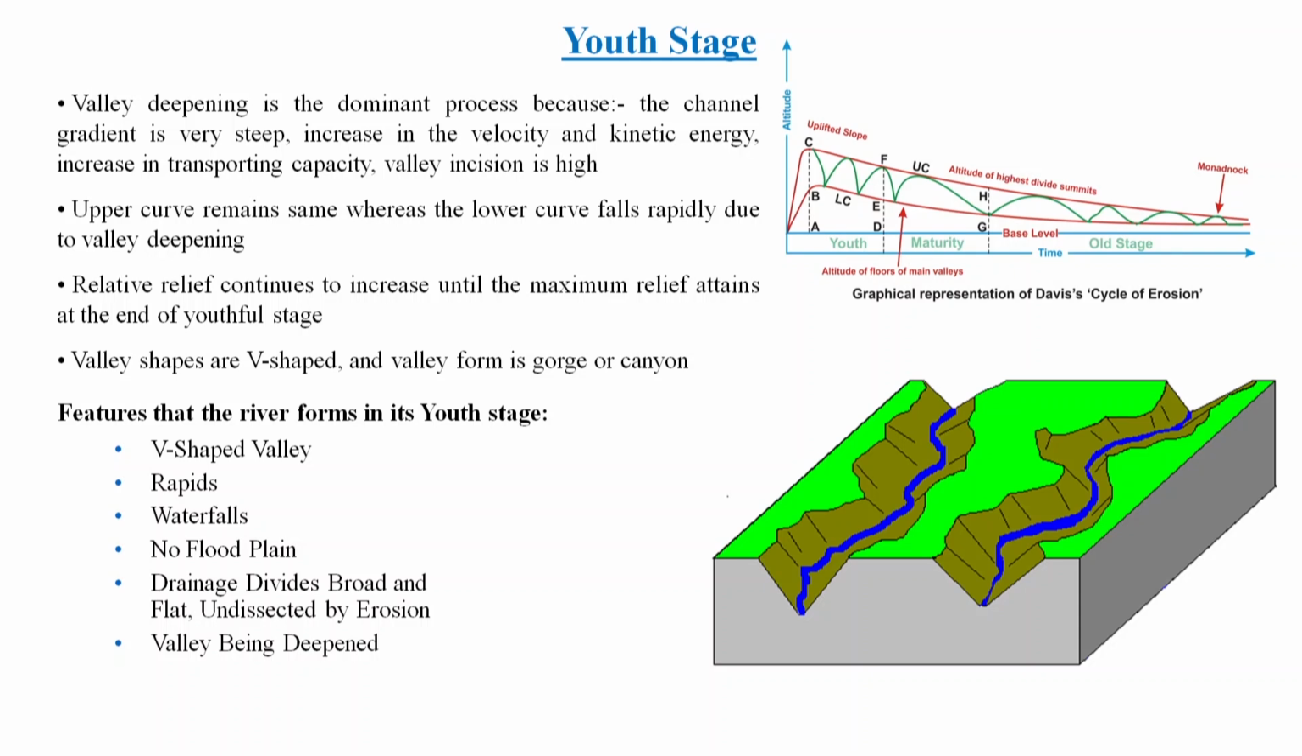In the upper reaches as well, there will be valley deepening always, and relative relief continues to increase until the maximum relief is attained at the end of the youthful stage. So, the valleys will be mainly like this, V-shaped gorges or canyons will form when it is in the youth stage. So, the characteristic features of the youth stage of a river are V-shaped valley, rapids, waterfalls, no floodplains, drainage divides, and the valley will get deepened with time.